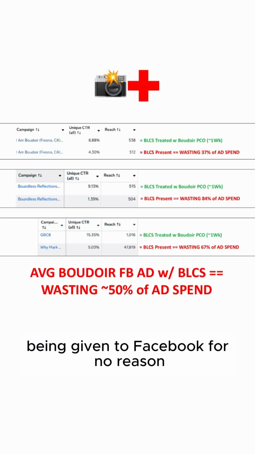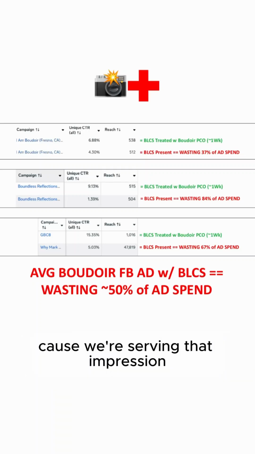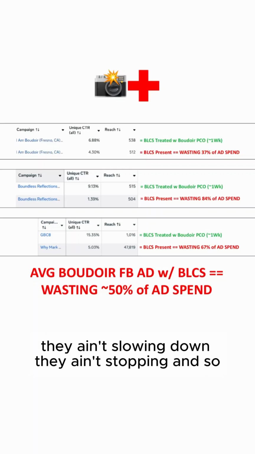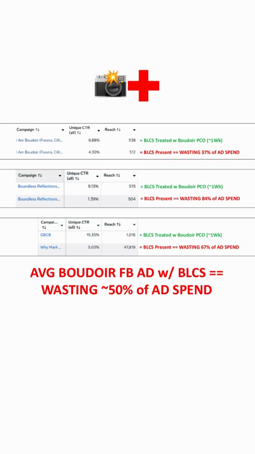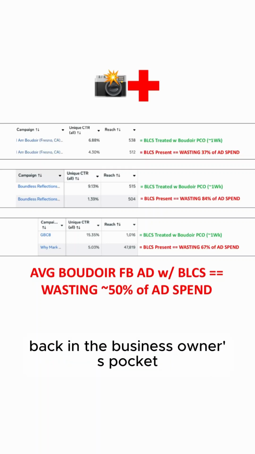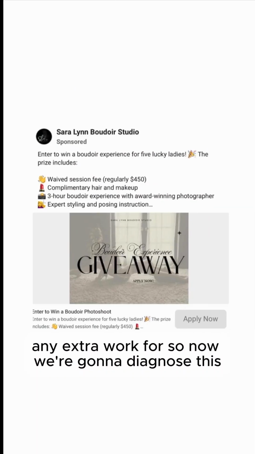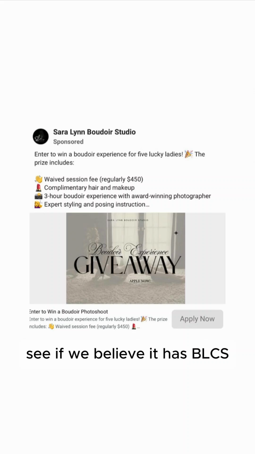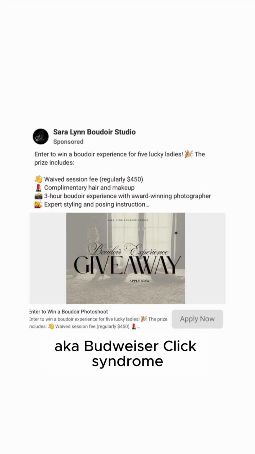to Facebook for no reason, because we're serving that impression. Women are scrolling right by anyways. Our ads never enter their brain. They ain't clicking anywhere on nothing. They ain't slowing down. They ain't stopping. And so on average, that'd be 60K kind of bonus back in the business owner's pocket at the end of 12 months. So now we're going to diagnose this, see if we believe it has BLCS, aka Boudoir low click syndrome.